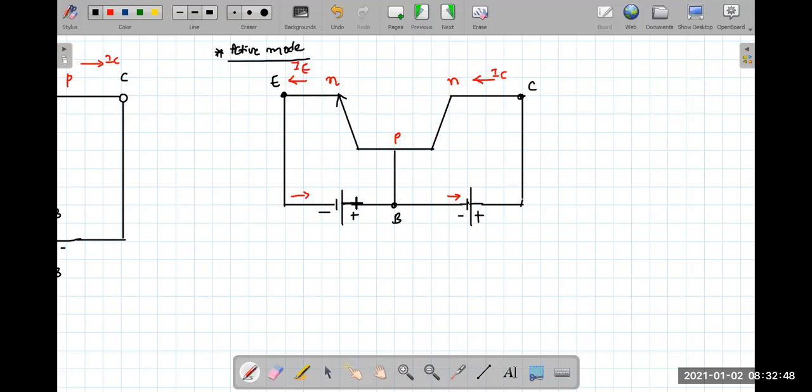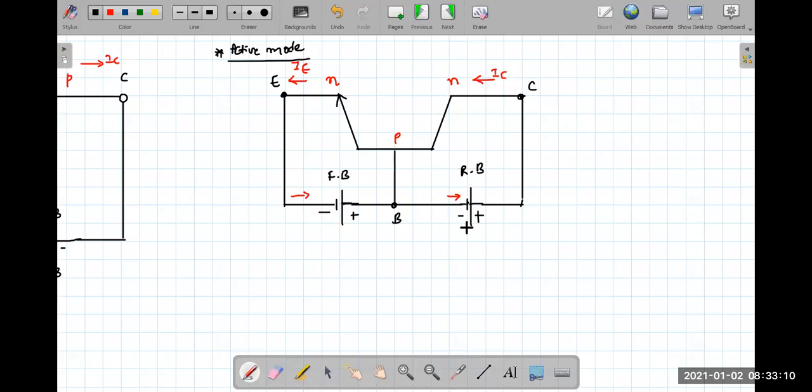If you can see, the P side is connected to the positive terminal, N side is connected to the negative terminal. So this is forward biased. Here, it was supposed to be reverse biased. Check. N side to the positive terminal and the P side to the negative terminal. So this is reverse biased.